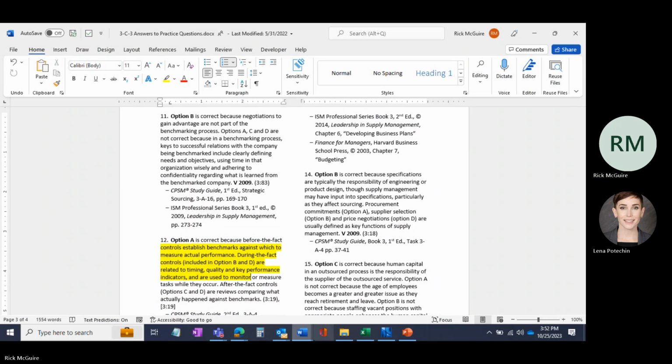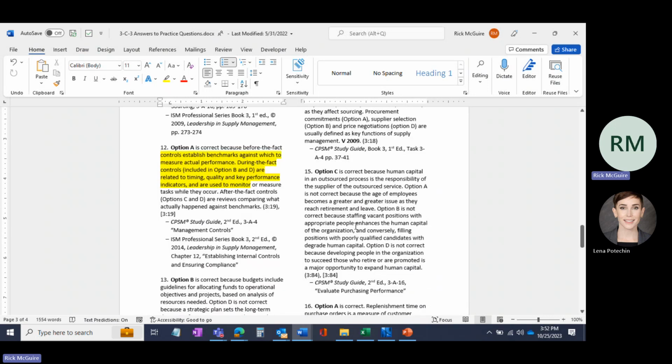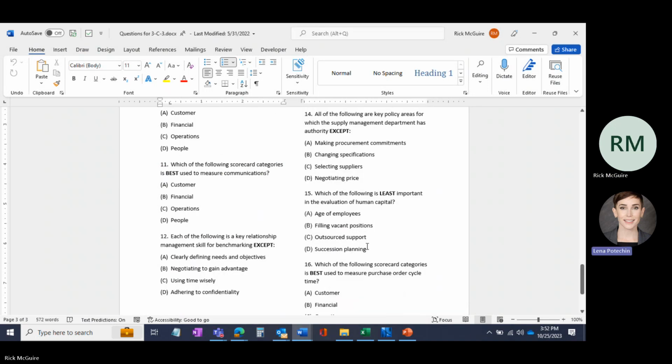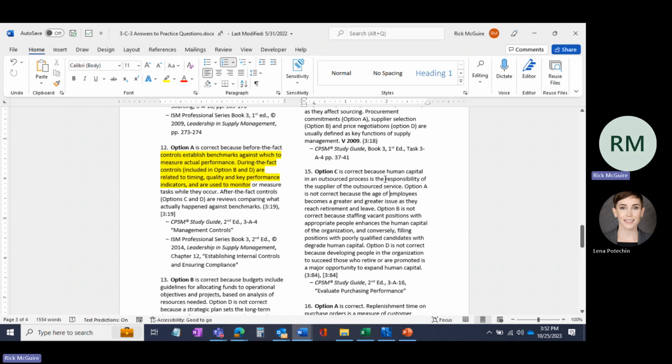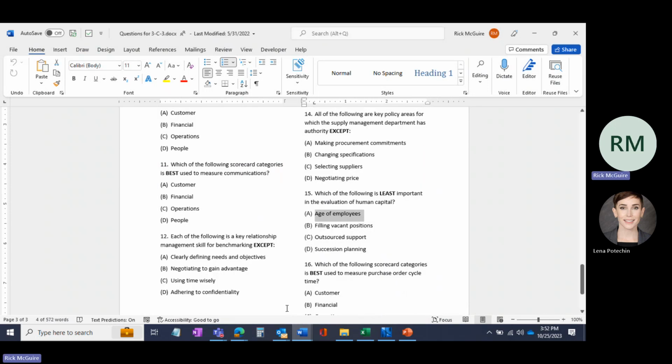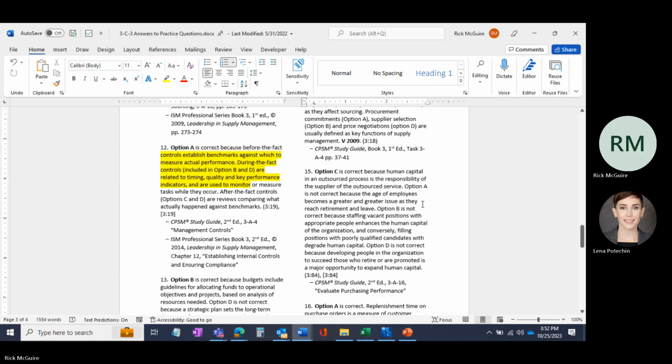14 is Bravo. Specifications are typically the responsibility of engineering. 15 is Charlie. Human capital is an outsourced process. It's the responsibility of the... really? Let's see what that question says. Which one the company finds least important. I would have gone with that. Outsource support. What did these guys say? C. Let's see if that's outsource support. Human capital is an outsourced process and responsibility of the supplier.